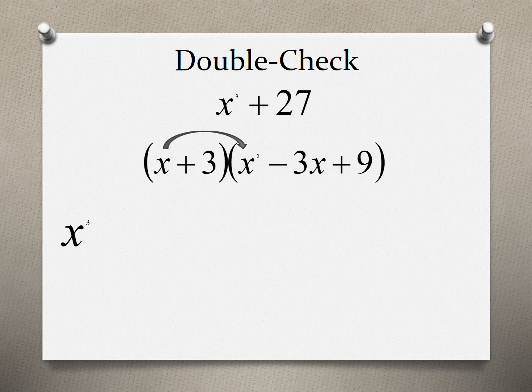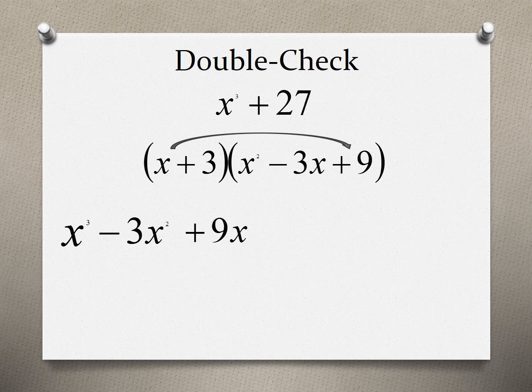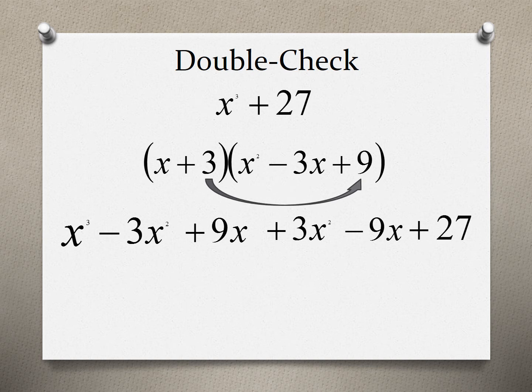Let's start with the x times the x squared. That gives me my x cubed. And then my x times negative 3x. That gives me my negative 3x squared. My x times my positive 9. The 3 times x squared is 3x squared. The 3 times negative 3x is negative 9x. And the 3 times 9 is 27.